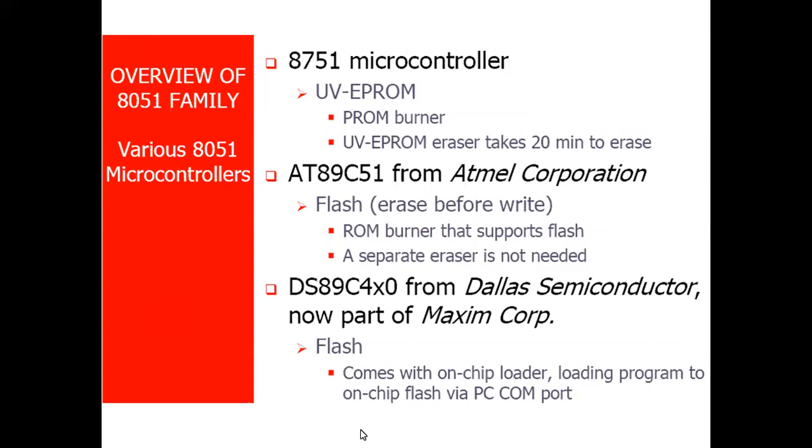Now the next version is the AT89C51 from Atmel Corporation. This uses on-chip ROM in the form of flash memory. And so the memory can be erased in seconds as compared to 20 minutes, which was the case in the 8751. For this reason, the AT89C51 is used in place of the 8751, because it eliminates the waiting time needed to erase the chip, and this speeds up the development time.